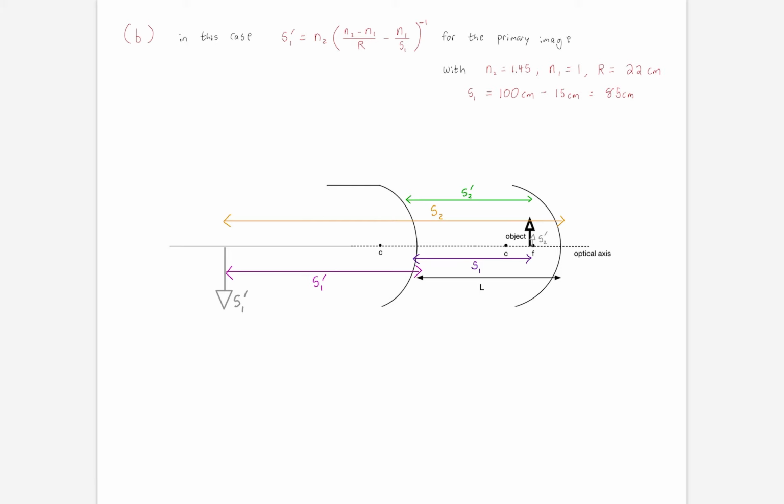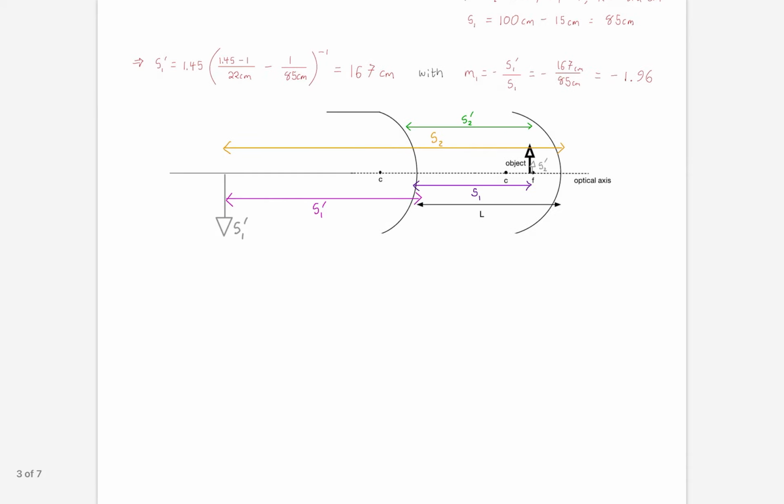All right, so then S1 is just going to be 100 minus 15. So that's S1 right here, which is 85 centimeters. All right, so then I can go ahead and find S1 prime, 167 centimeters. That's how far it forms within the refracting material. All right, and then the magnification is just going to be negative 1.96. So it's taller and inverted because it's a real image. Okay, so now we can go on to the secondary image step.